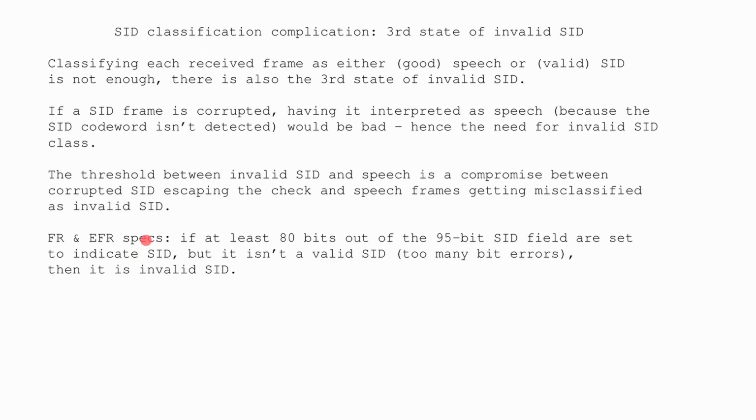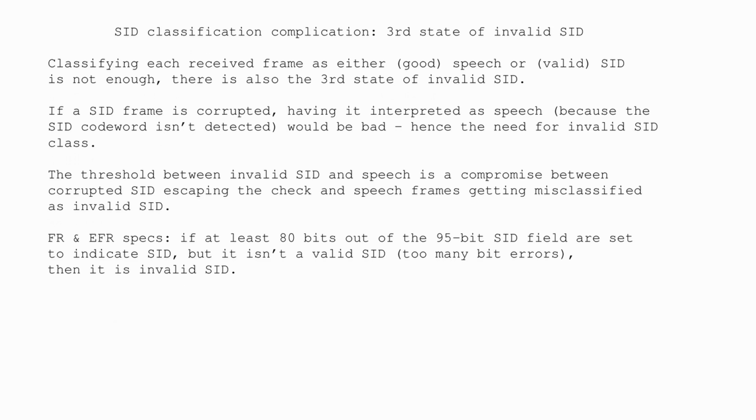Like here's the threshold for FR and EFR, the spec actually says this is what your threshold is. Whereas for HR, which I'll get to, we have to come up with our own. But at least, whether the threshold is prescribed by the spec like it is for FR and EFR, or it's something that we as Osmocom would have to come up with on our own if we decide to go down that path, in the case of HR, either way, it is a compromise.